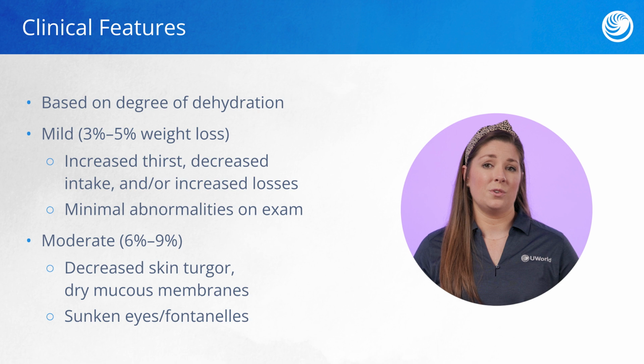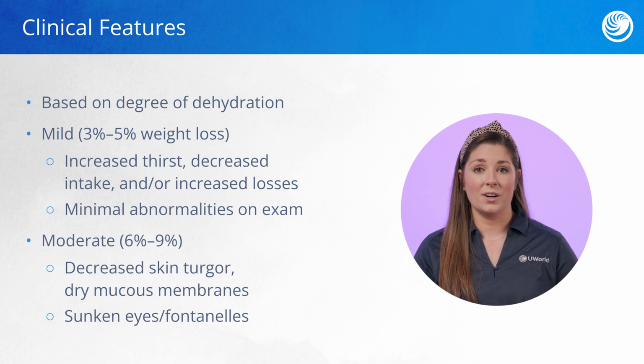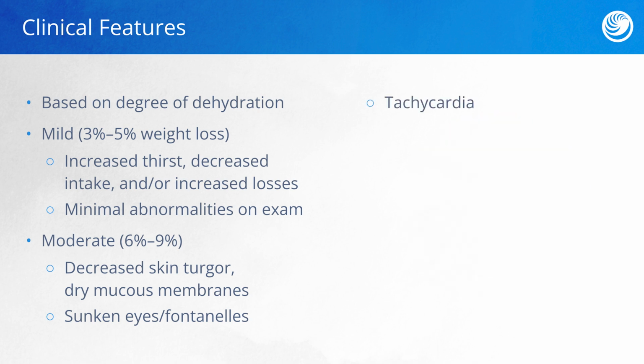The body is also going to compensate and try to work with this decreased amount of volume, so the heart is going to pump faster, so we'll see tachycardia. This is to ensure that the body and extremities are still well perfused. Due to that volume loss, the client will also experience decreased urine output.